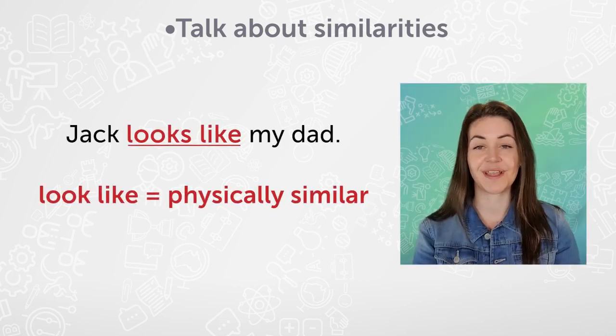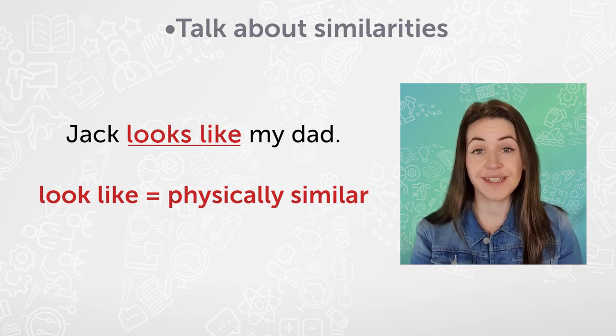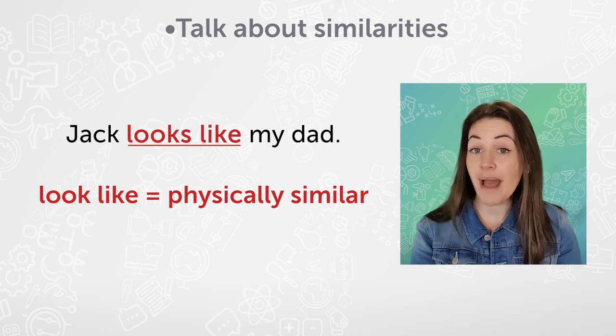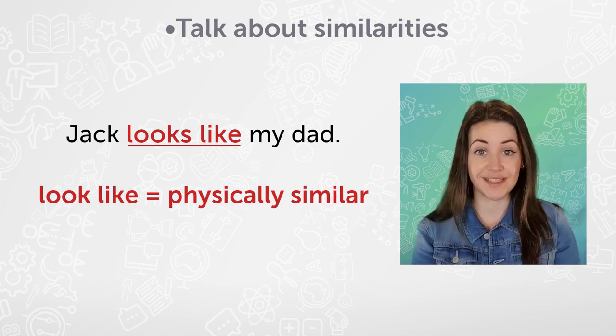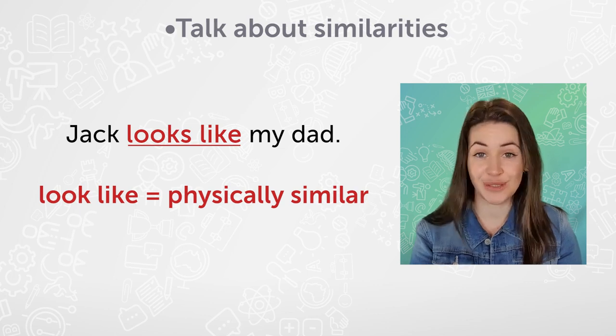Now, the thing is that we can also add the word "look" before "like" if the similarity is about somebody's appearance, as in how they look, if they are physically similar to another person. For example, if I say, "Jack looks like my dad," I just want to say that they look similar. Perhaps their faces are similar. Maybe they have the same eyes, the same nose, the same haircut. But remember, this one is only about their appearance. It has nothing to do with their personality. So there you go. "Looks like" means physically similar.